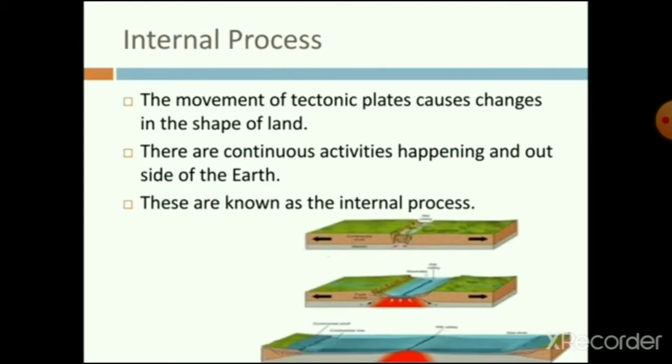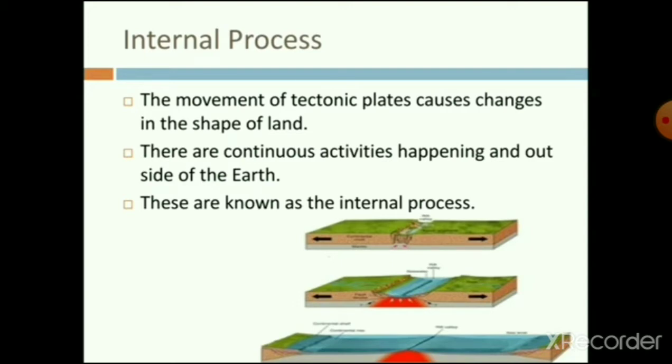The movement of the tectonic plates causes change in the shape of land. There are continuous activities happening inside and outside of the earth. These are known as internal process. They cause the rising or sinking of the earth's surface. The hill, mountain, valley, etc. are formed by these movements.